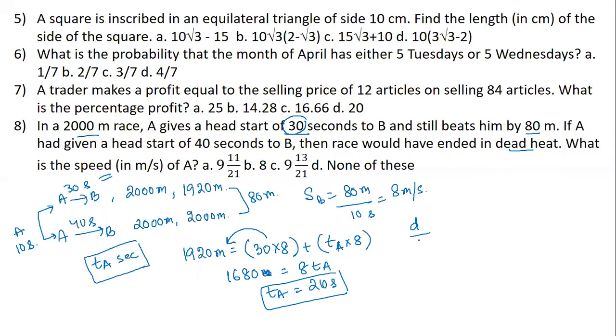You know that distance by time is equal to speed. So the distance is 2000 meters that A travels divided by the time, which is 210 seconds. So this becomes 200/21 meters per second, which is option number A. And that is your answer.